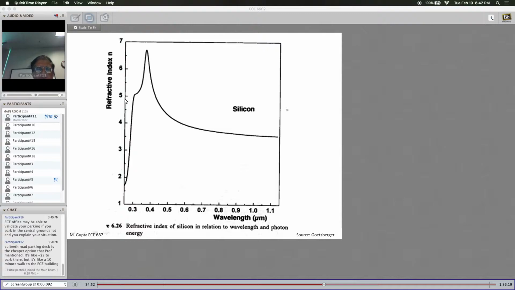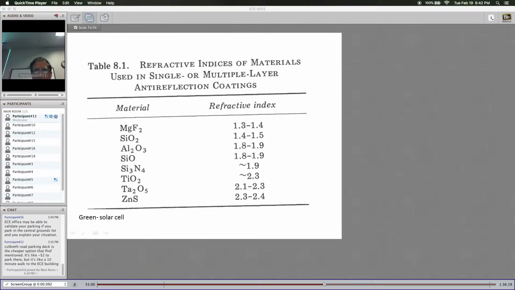Just give me a couple of minutes. So, this is how the refractive index changes as a function of the wavelength. Okay. So now we said we need a material with a refractive index of 2.0.